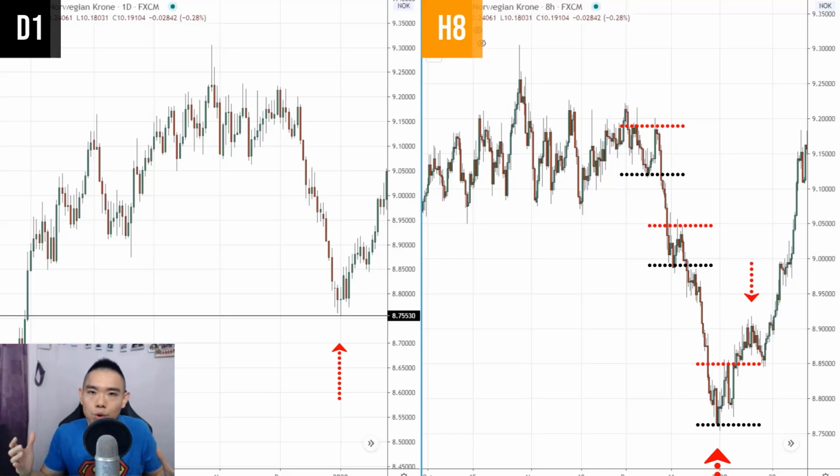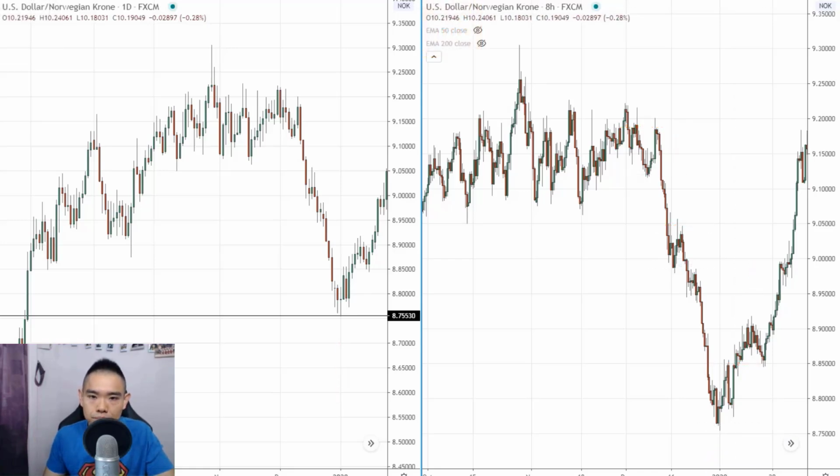And this is how you want to trade the break of structure technique: lean against the higher time frame first and foremost, and then look for a break of structure on the lower time frame. Make sense? Great. So let's look at another example.